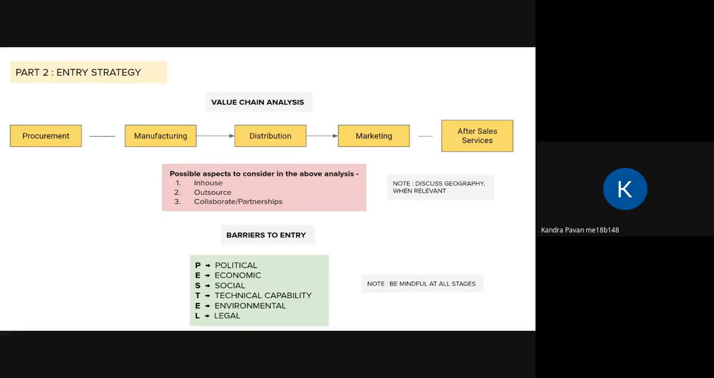Hello. Yeah, hi. I have a basic question. What is the difference between value chain and supply chain? I have seen the same terms in both.